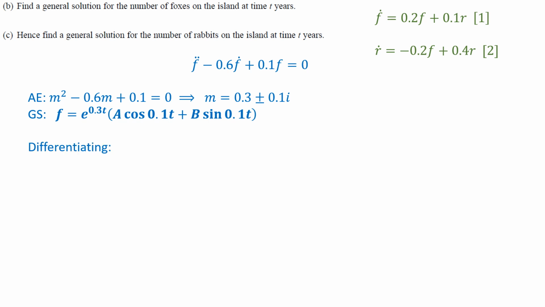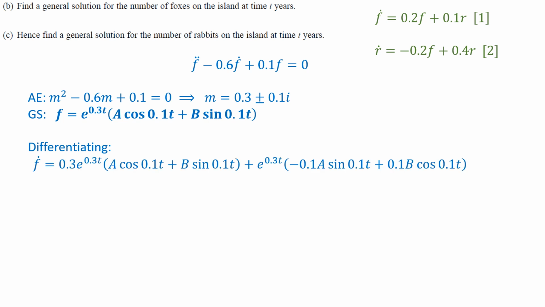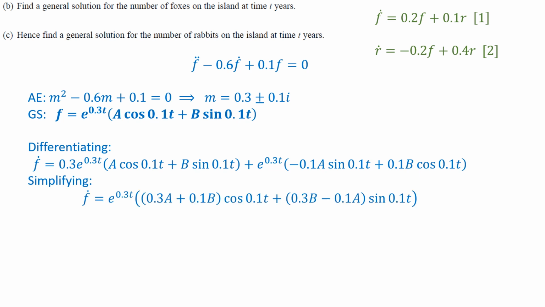Now, in order to find the general solution for the number of rabbits, we need to go back to the original equations. In particular, equation 1 is going to give us the number of rabbits, provided we can tell it f and f dot. So we've got f already. If we differentiate, we can get f dot. I've done this by differentiating e to the 0.3t and leaving the bracket unchanged, and then adding the next term from product rule, leaving e to the 0.3t unchanged, and multiplying by the derivative of the trigonometric stuff in the bracket. It's a good idea to simplify, tidy things up as much as you can.